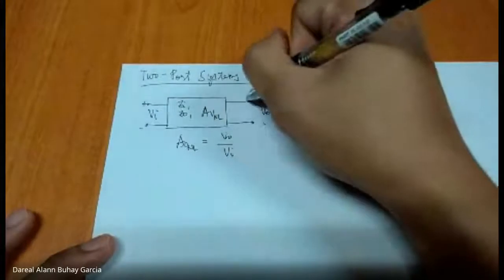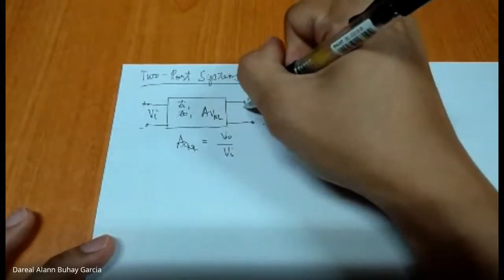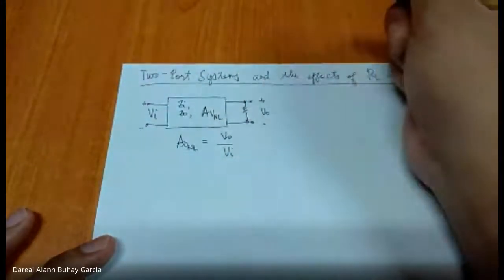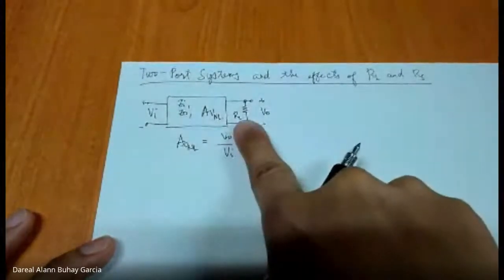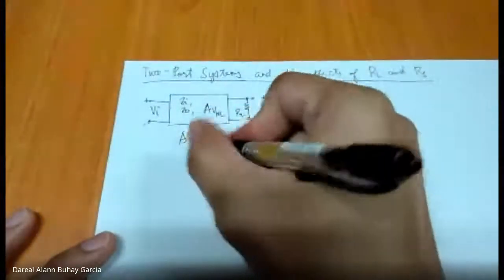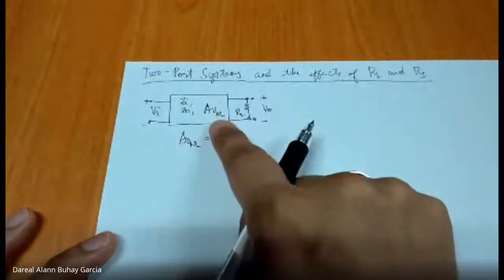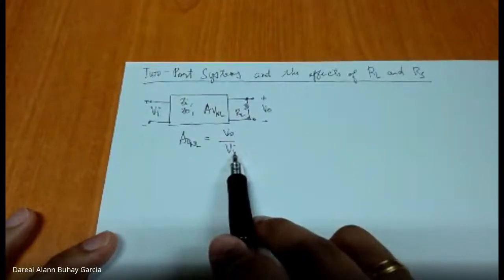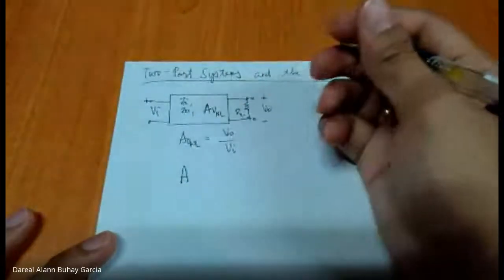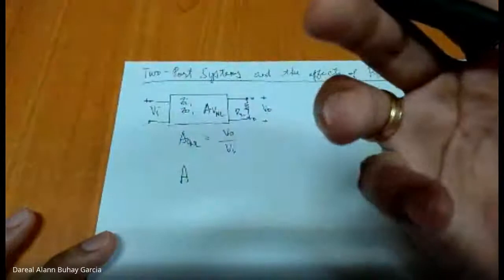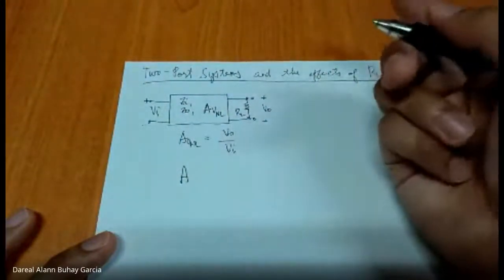Now, if we include a load, denoted by RL, that would be our load. The value of our voltage gain changes. It's still VO over VI, but the value is different, because if we go back from scratch, we can solve this.